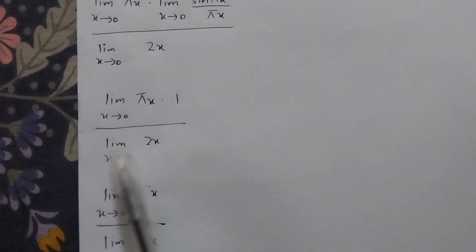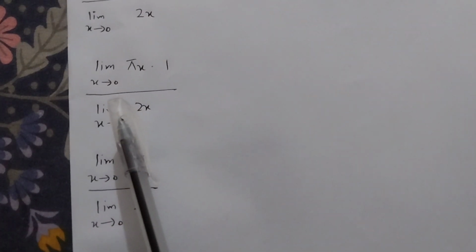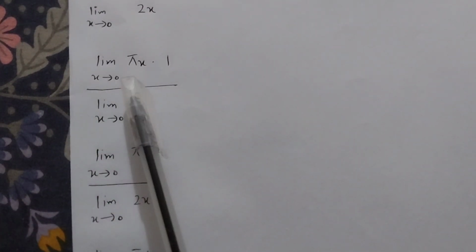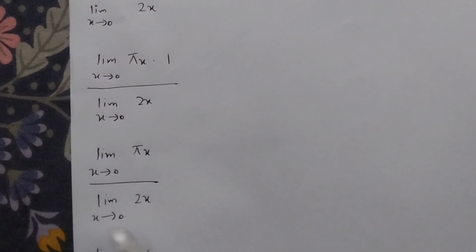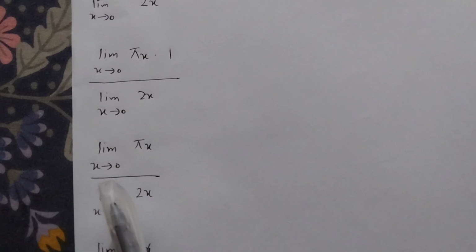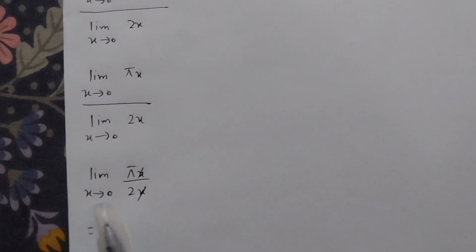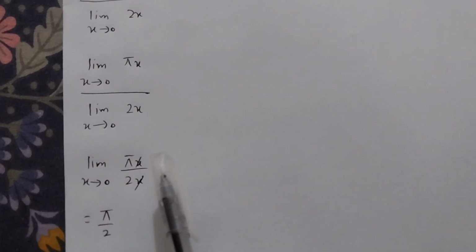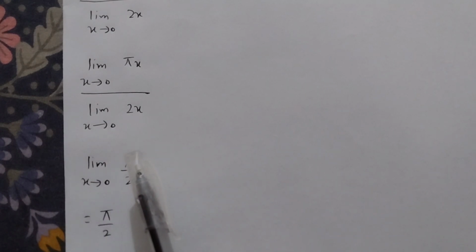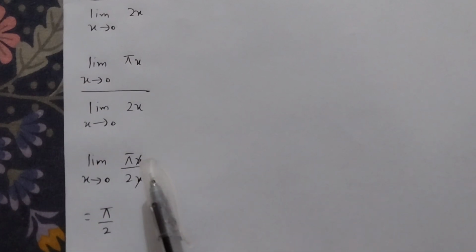So we have a fraction and there are two limits involved. One is being applied to the numerator and one is being applied to the denominator. So we can combine these two limits and write it in the form of a single limit. So this will become the limit as x approaches 0 of pi x over 2x, and this x and this x get cancelled. So there is no x left for us to put the value equal to 0. So the limit is just pi over 2.